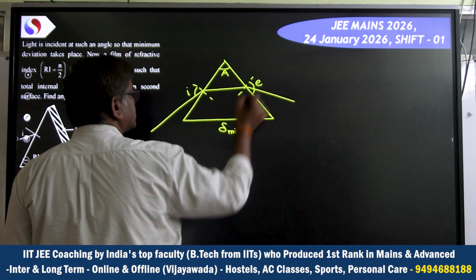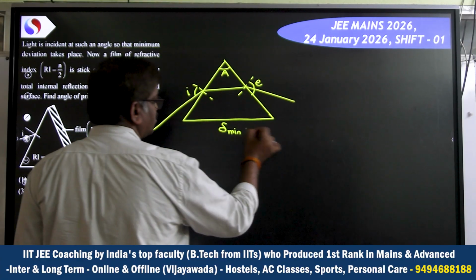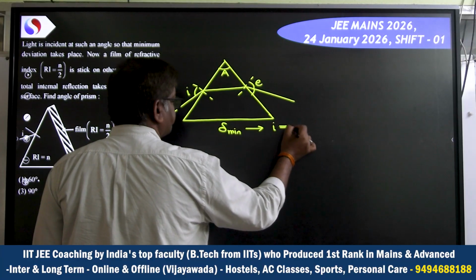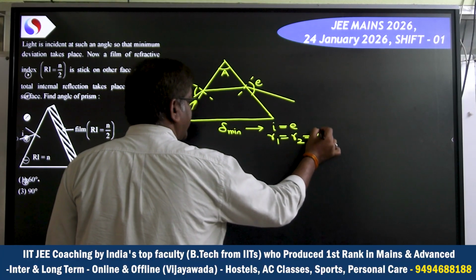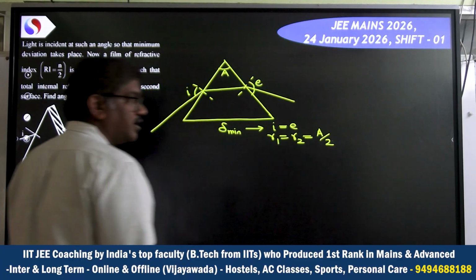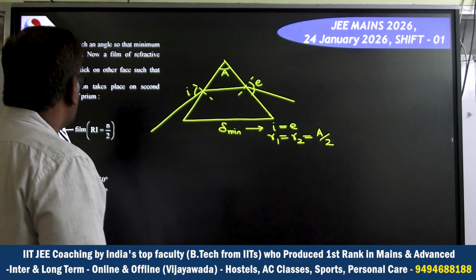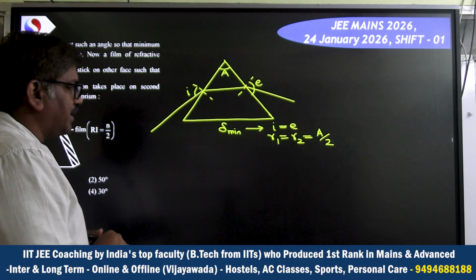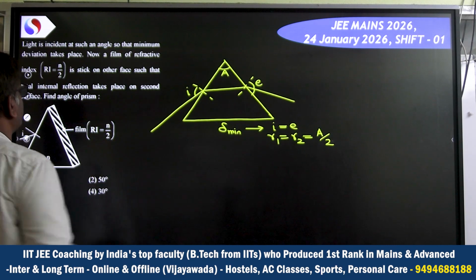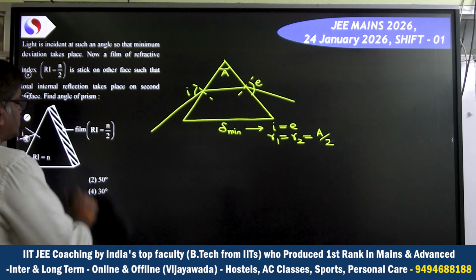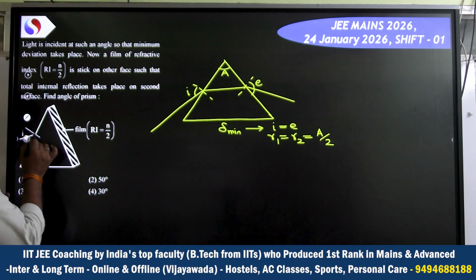Angle of incidence i is equal to angle of emergence e, which means R1 is equal to R2, which means A by 2, as R1 plus R2 is equal to A. So we know that this is the minimum deviation condition. Now they are talking about the internal reflection taking place on the second surface. As you can see, that's the second surface.